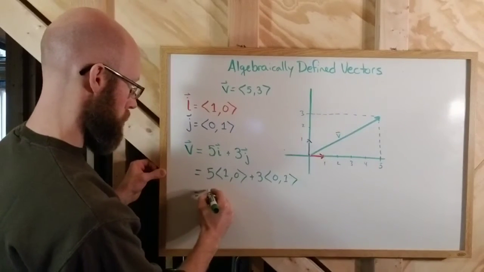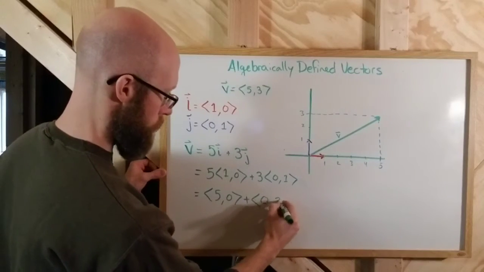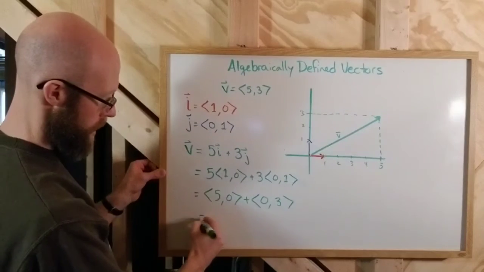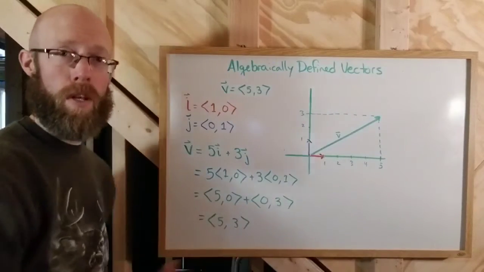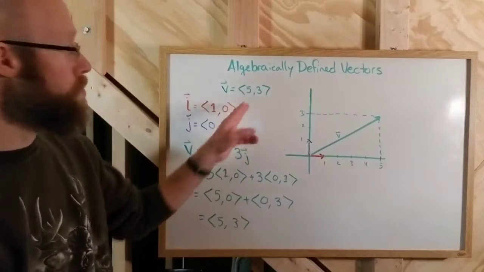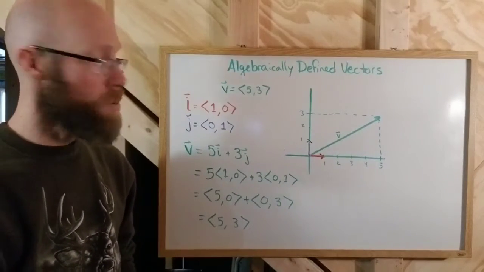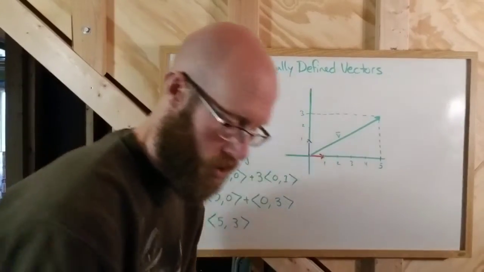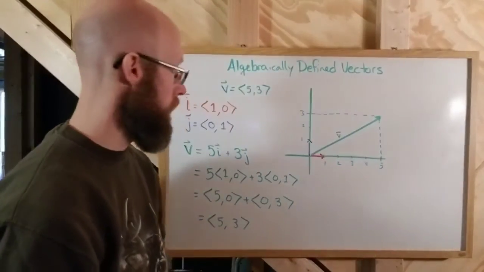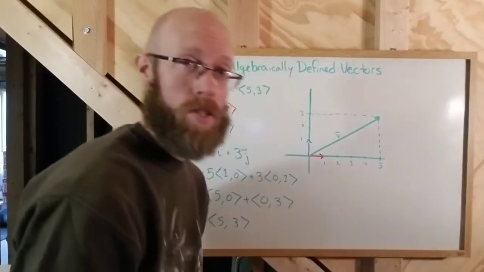is going to equal the vector <5, 0> plus <0, 3>, and when you add the components together, you just get the vector <5, 3>, right? 5 plus 0 and 0 plus 3. And so that's <5, 3>, what we had before. Okay? And you can do this with any vector. Any vector you want, you just use the components as coefficients on the i's and the j's.